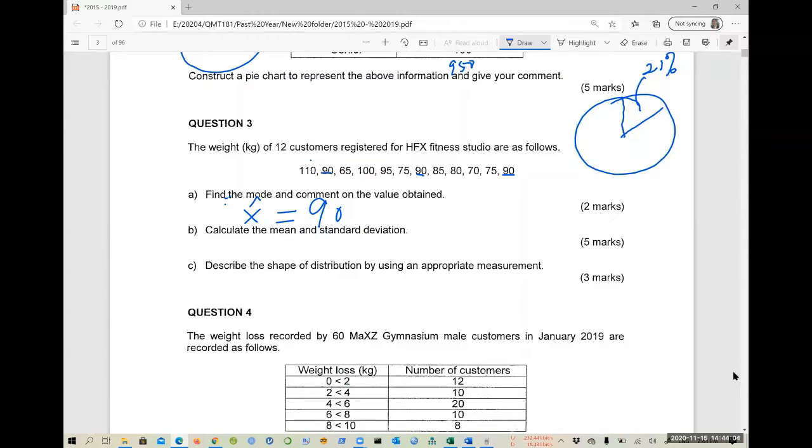Okay, so finding the value for the mode is 1 mark, and then explaining the value is another 1 mark, right? Okay, the next thing that you need to do is to calculate the mean.